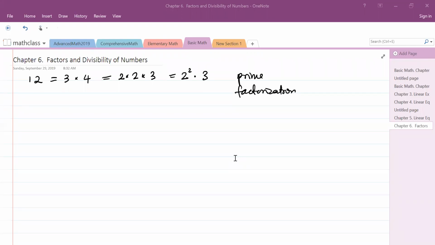This is called the prime factorization. You have to write it as a product of several terms, all prime numbers.